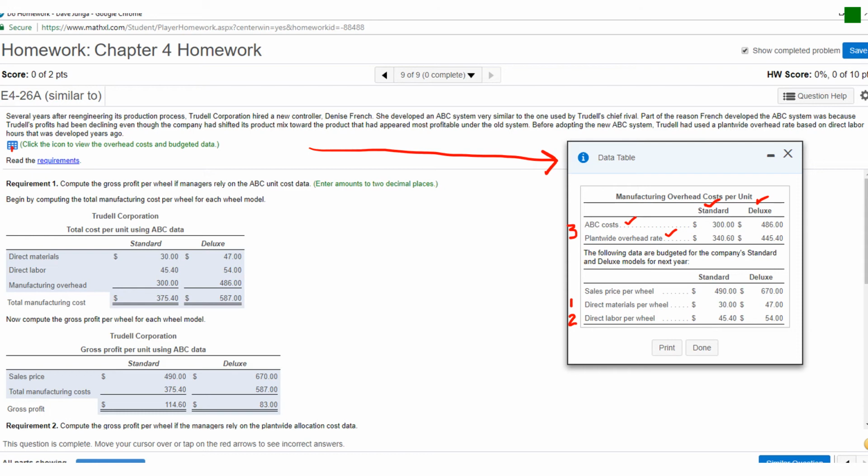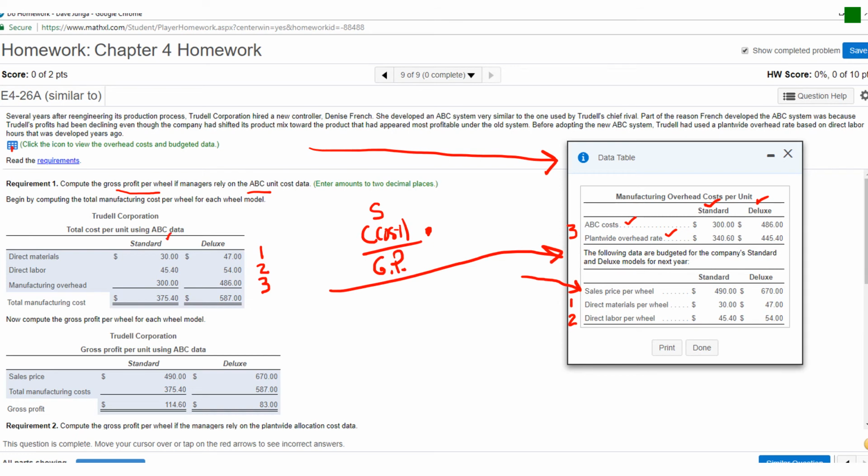So under the first part, it says compute the gross profit per wheel if they used ABC. So of course, to get gross profit, it's sales price minus your cost. We already know sales price is given right there. We just have to get our cost data put together. Guys, they've already given this to you. So you got product cost number 1, 2, and 3. All those are over here. You just have to organize it.